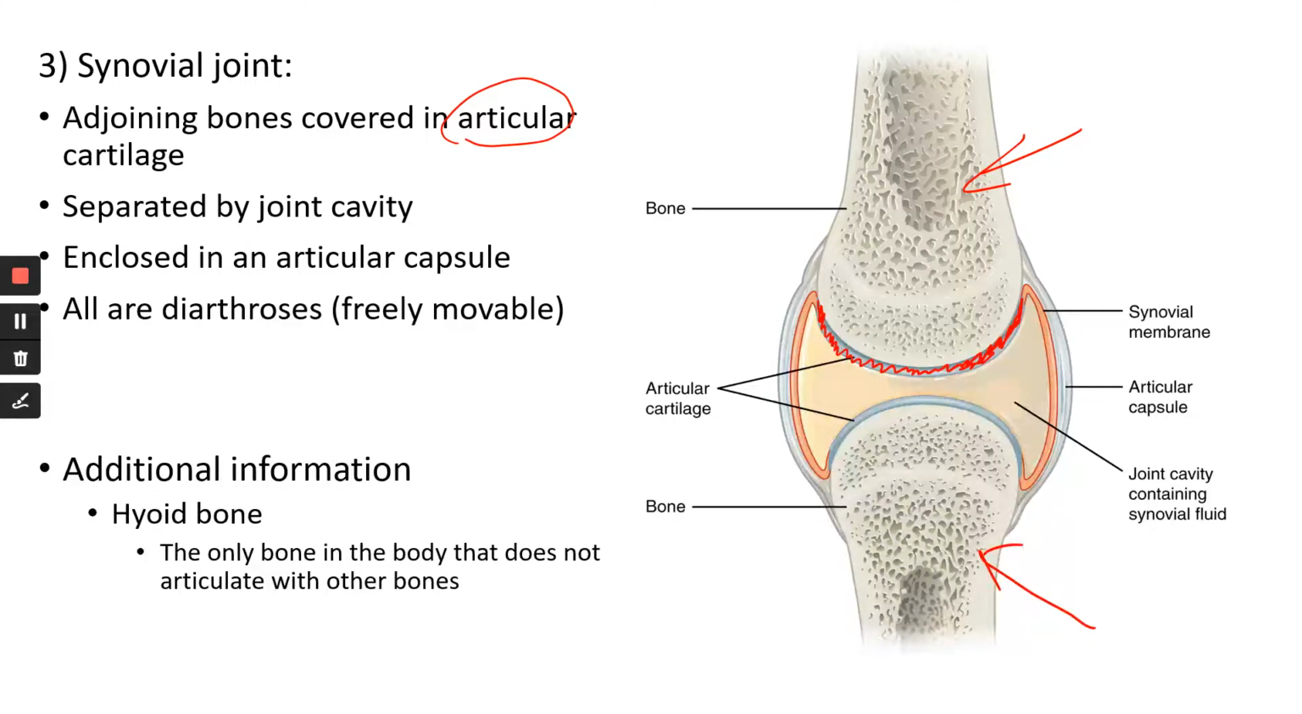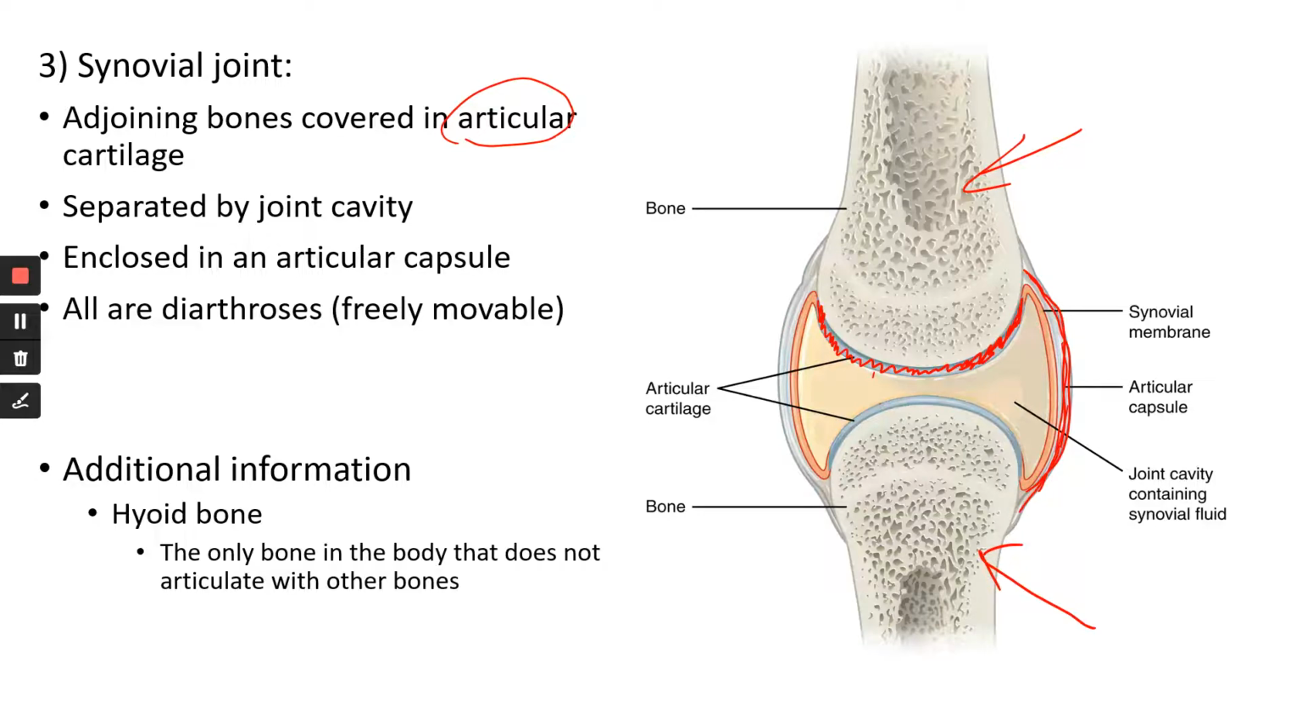The bones are separated by a joint cavity, right? They don't touch or anything. There's no solid structure to directly connect them. So there's a space in between the adjoining bones. The joint is enclosed in an articular capsule. So the articular capsule is over here. It's a layer right there.